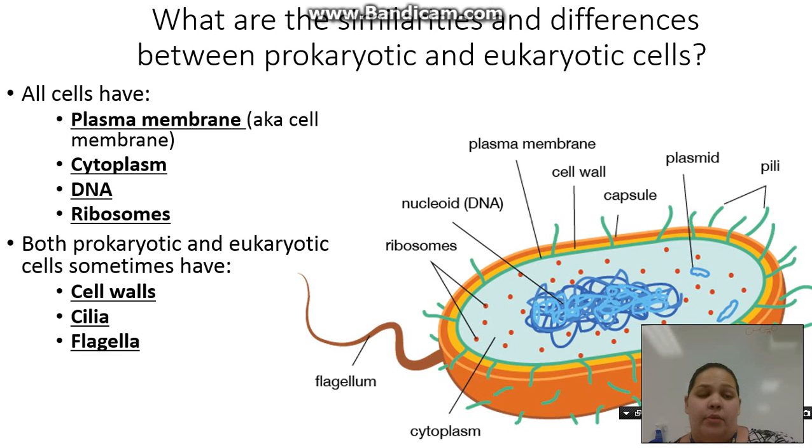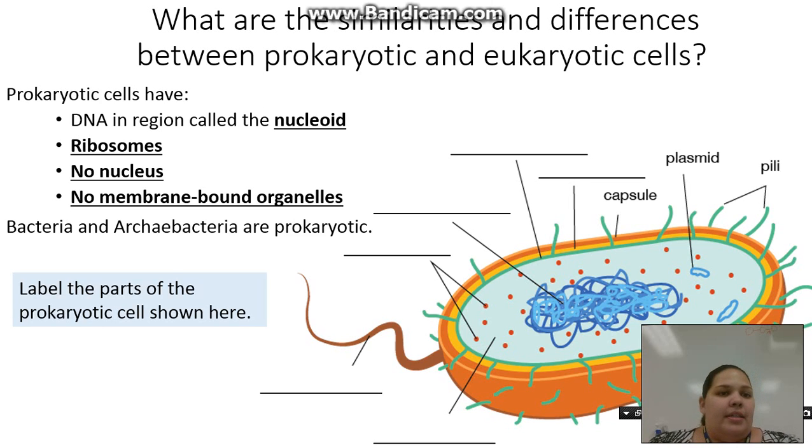Well, all cells have a plasma membrane, cytoplasm, DNA, and ribosomes. Both prokaryotic and eukaryotic cells sometimes have cell walls, cilia, and flagella. Prokaryotic cells have DNA in a region called a nucleoid, ribosomes, no nucleus, and no membrane-bound organelles. And bacteria and archaebacteria are both prokaryotic.